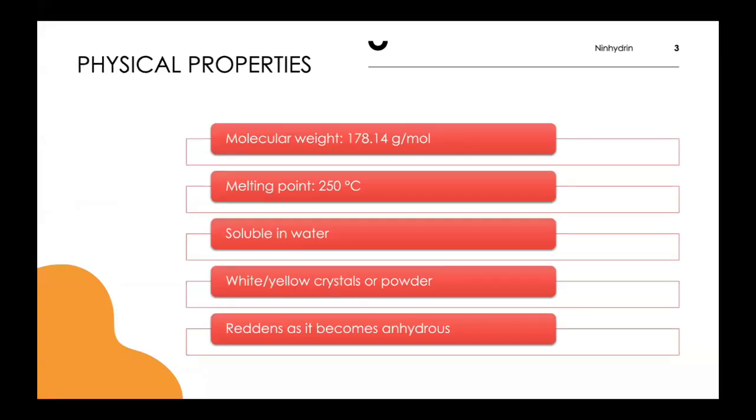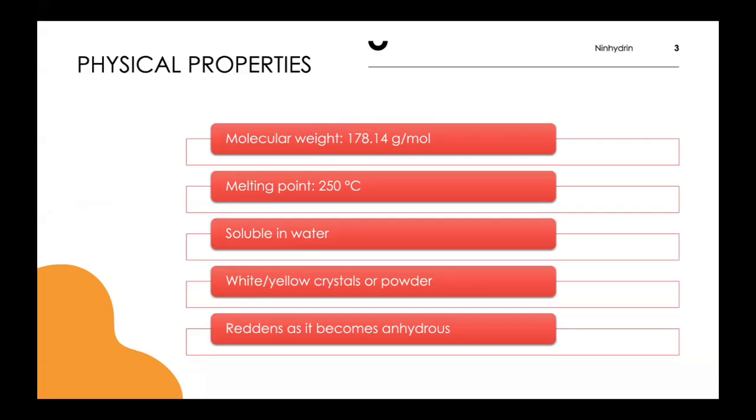So ninhydrin comes in a solid form that ranges from white to a pale yellow. As it becomes anhydrous or dehydrated by heating, its color reddens. It is most commonly distributed in a crystal or powder fashion. It is soluble in water, meaning it dissolves and disperses throughout the solvent easily.